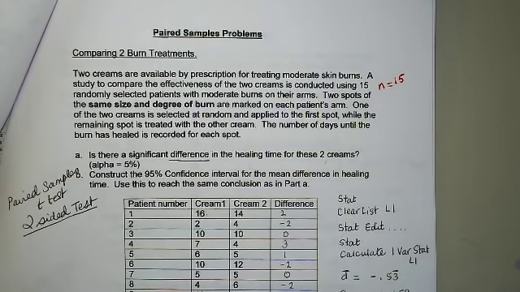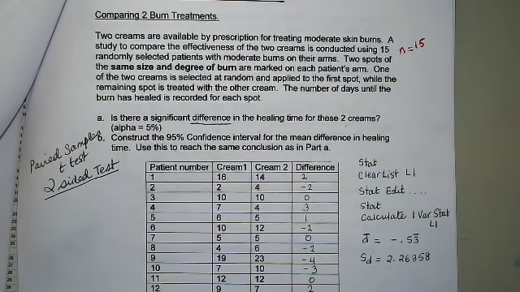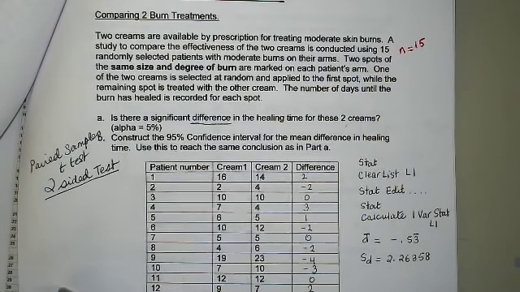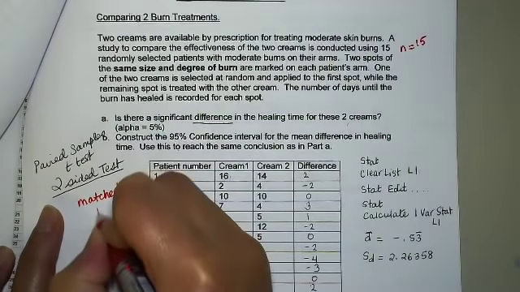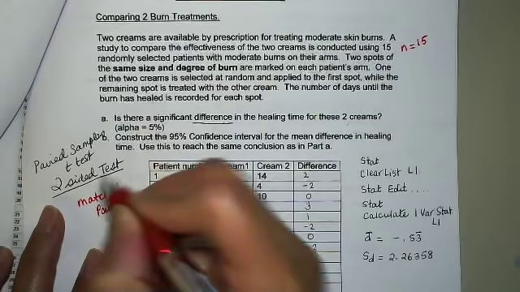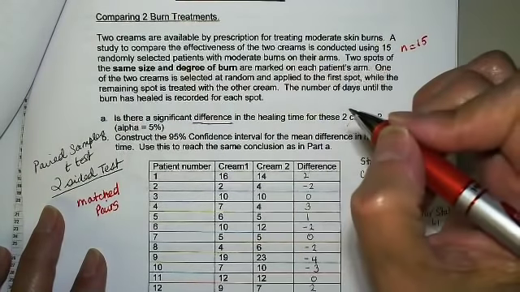That's the first part. And then the second part says construct a 95% CI for the difference in healing time. Use this to reach the same conclusion as in part A. Okay, so this is definitely matched pairs because it's the same subject with the two arms, one cream on one arm and one cream on the other arm. So the differences that are going to be observed is definitely due to the creams because it's the same subject that is going in. So it's definitely matched pairs.